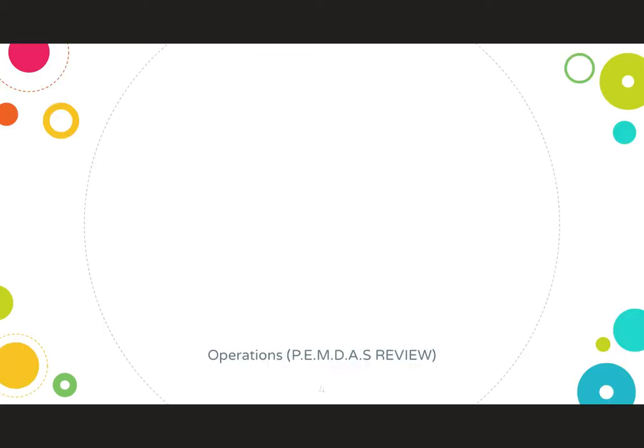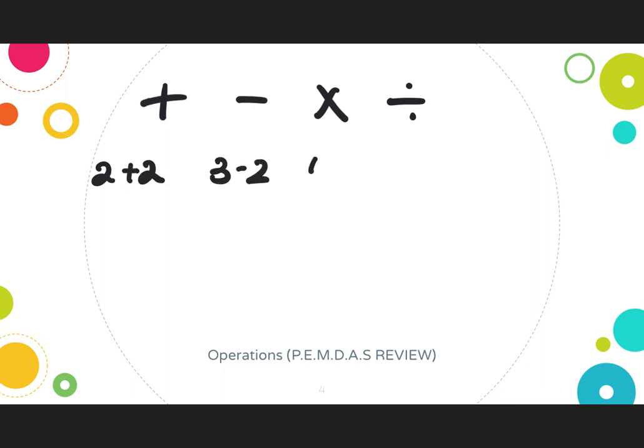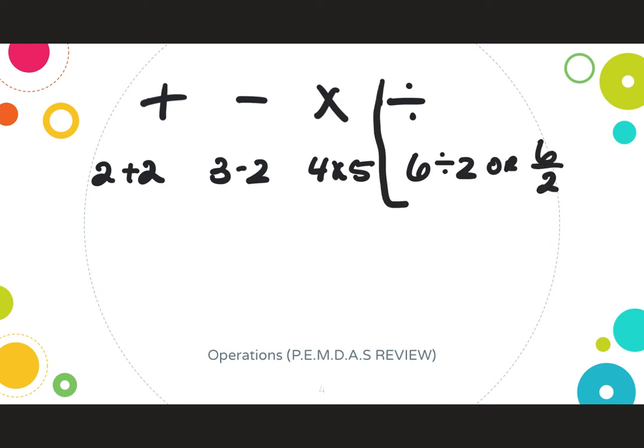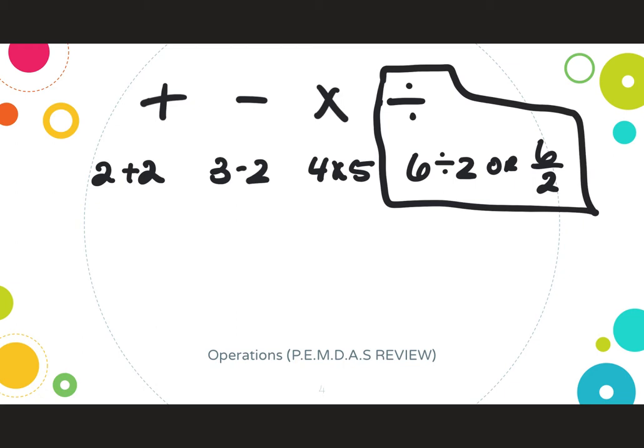All right, so operations. This becomes just review, okay? We should know the operations. The basic operations are add, subtract, multiply, and divide. We've talked about a few, but these are the main ones. So you have something like 2 plus 2, 3 minus 2, 4 times 5, or 6 divided by 2. Or it could also look like 6 divided by 2 written as a fraction. It's important to understand that those two kind of look like that.